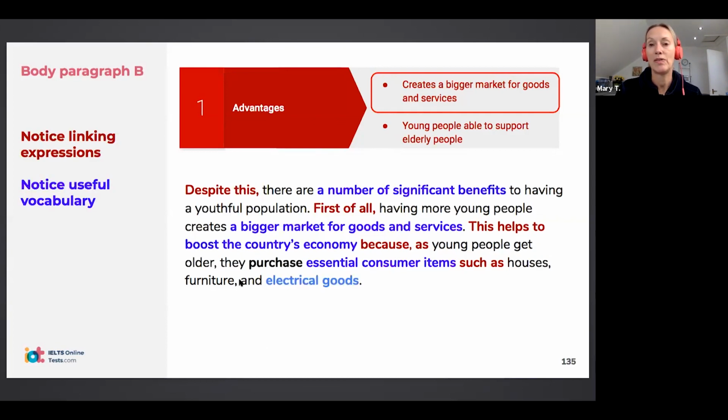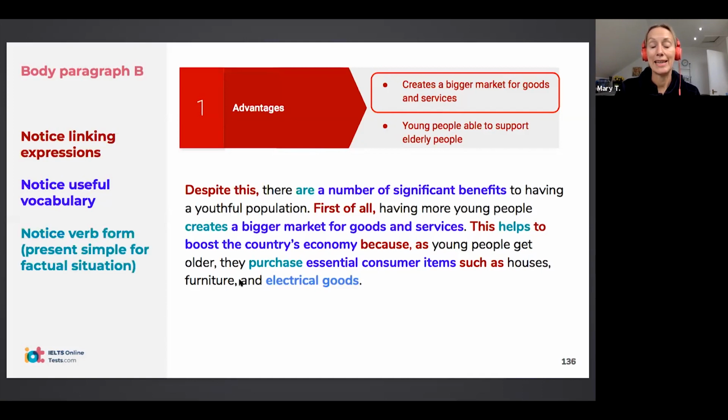Okay, and then useful vocabulary, some useful collocations: a number of significant benefits, a bigger market for goods and services, boost the country's economy, essential consumer items, and electric goods. So it's worth learning those words as part of phrases. Again, the verb form that's used is the present simple for factual situations. So we have creates, helps, and purchase.